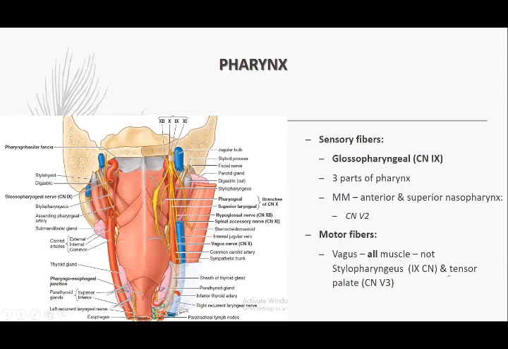उसके अलावा टेंसर पैलेटाई भी करता है 9th cranial nerve से, sorry 5th cranial nerve की mandibular branch से. दो muscles हो गए, लेकिन टेंसर पैलेटाई basically palate का muscle है, pharynx का directly muscle नहीं है. The direct muscle of the pharynx is stylopharyngeus, which is supplied by the 9th cranial nerve. So this was the motor nerve supply. अब sensory nerve supply पे आ जाते हैं बेटा.